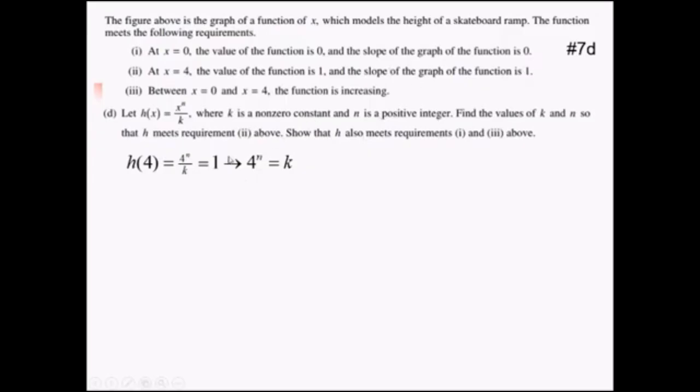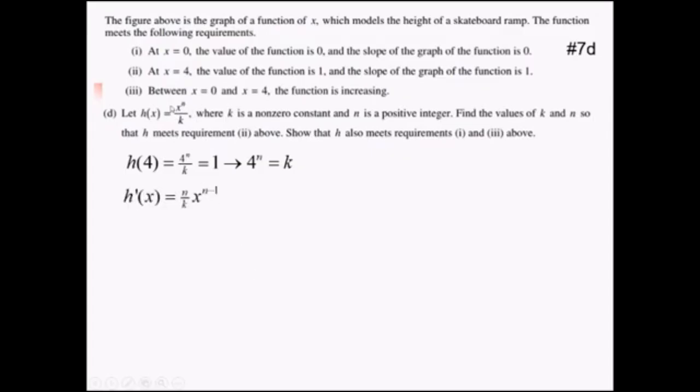So that means we need to talk about h prime. H prime in general, since n and k are constants, we use our power rule here. That's going to be n over k for the coefficient, and we'll have x to the n minus 1 as the new exponent.